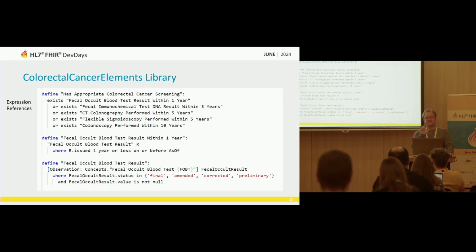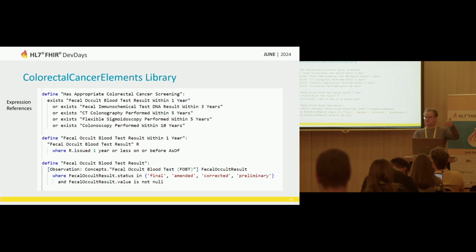All right, so this is then the cancer elements library. So this has appropriate colorectal cancer screening. This is basically the characterization of that recommendation. There's a fecal occult blood test result within a year, or a fecal immunochemical test DNA result within 3 years, colonography within 5 years, and so on. So that fecal occult blood test result within a year is that there's a fecal occult blood test result where it's issued 1 year or less on or before as of. And that as of is a parameter to this library.